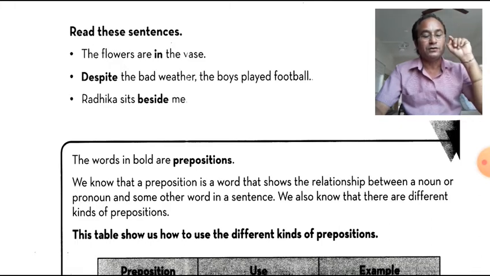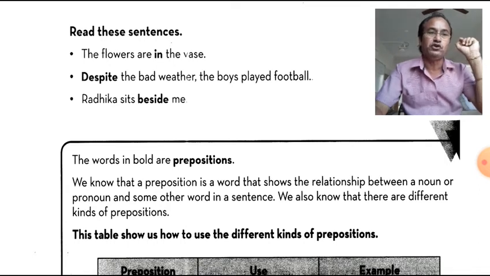So we know that a preposition is a word that shows the relationship between a noun or a pronoun and some other words. What is the relationship between them? In order to indicate place or position, we use in, at, over, this kind of prepositions.